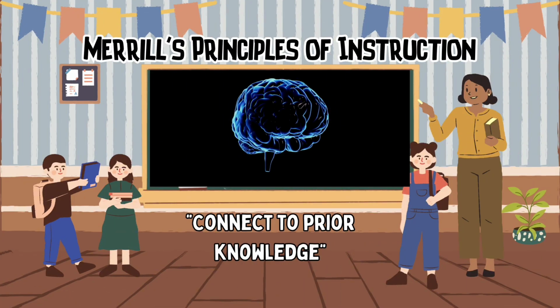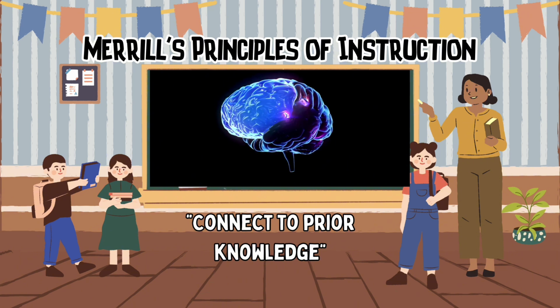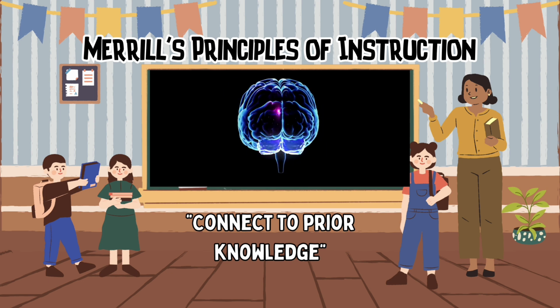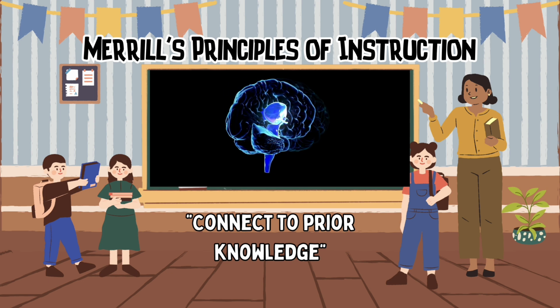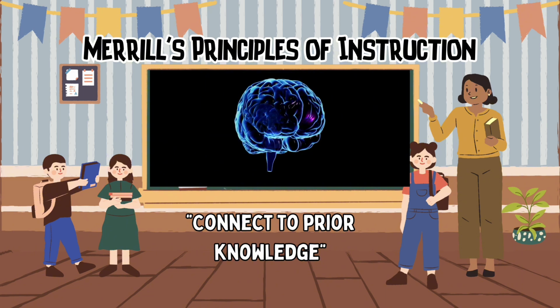Next is Merrill's principles of instruction. So first is connect to prior knowledge, or activation. So start by connecting new information to what learners already know. This helps make the new information more relevant and easier to understand.